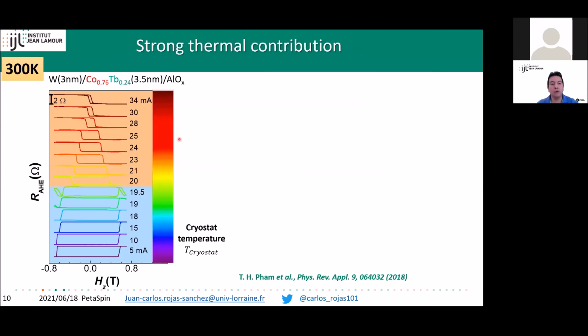So here is our experiment that I was talking about. Instead of using a small current, we use pulse current between 5 milliamp and 34 milliamp. And what we can see here is that a low current gives one sign of the field-induced switching polarity, and at about 20 milliamp we have the opposite sign. So what we can see here is that at about 20 milliamp we heat up the sample above the magnetic compensation temperature.